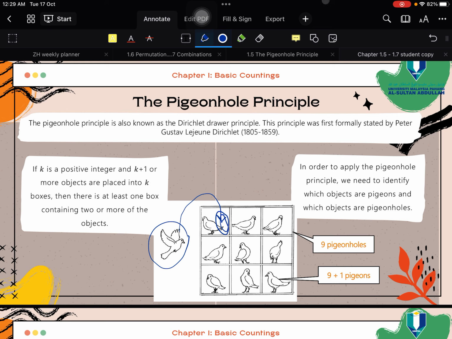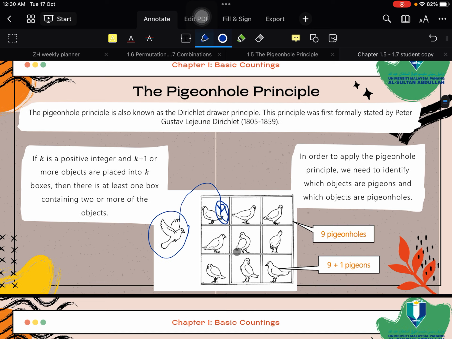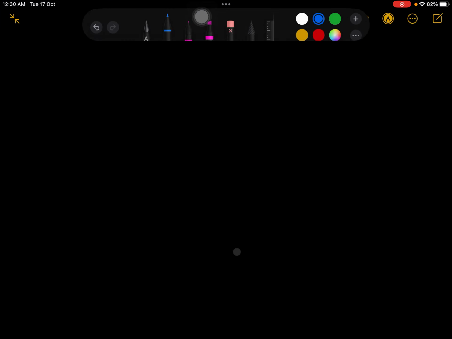Apabila bilangan objek lebih banyak daripada bilangan kotak, sekurang-kurangnya satu kotak akan mengandungi 2 objek atau lebih. Untuk kes ini, kalau ada 10 ekor burung dan 9 pigeonhole, akan ada satu kotak yang mempunyai 2 ekor burung. Tak ada pilihan, sebabnya kalau tak dia tak ada tempat. Kan dia mesti share, kat mana pun dia mesti share. Betul?